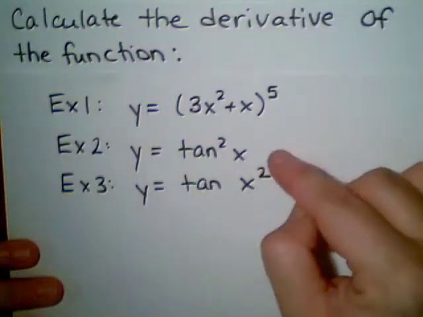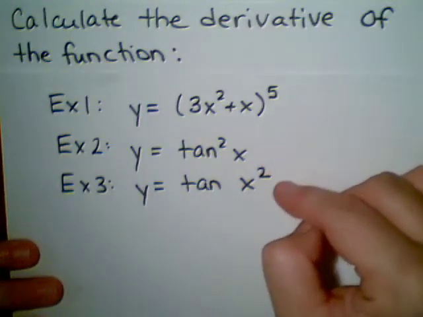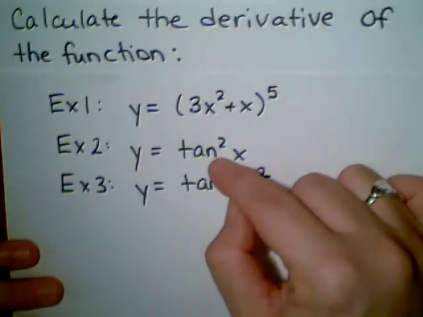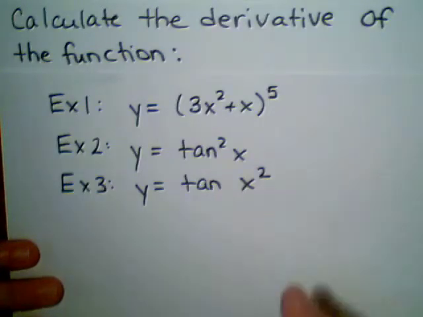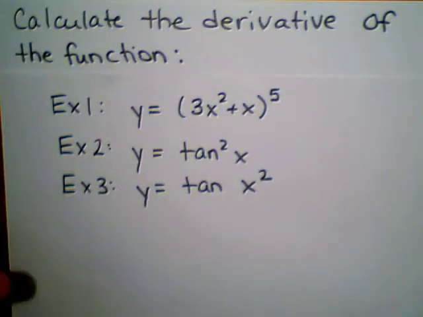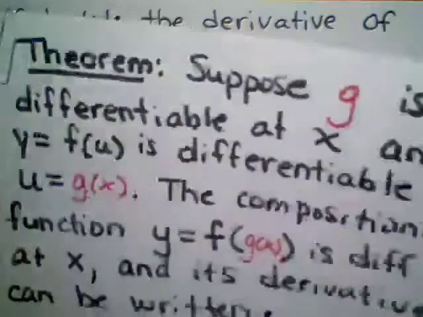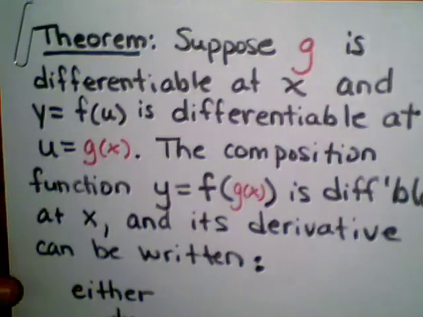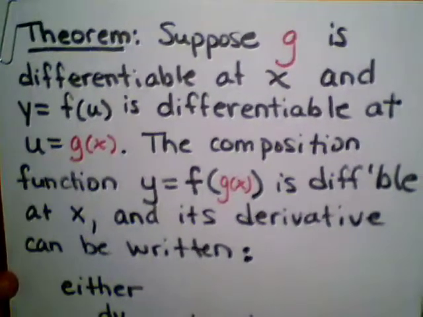So first we notice there's a difference between examples 2 and 3. Here the function tangent is squared, and here x is squared and then plugged back into tangent. Okay, to do this derivative, we're going to refer to a theorem called the chain rule in most textbooks.